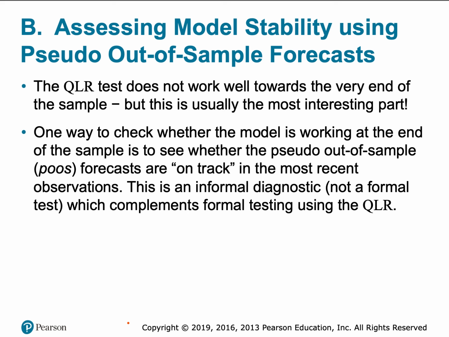One way to check whether the model is working at the end of the sample is to see whether the pseudo out-of-sample, or POOS, forecasts are on track in the most recent observations. This is an informal diagnostic because we will be evaluating whether forecasts are on track by visual observation. This evaluation should complement formal testing using the QLR.